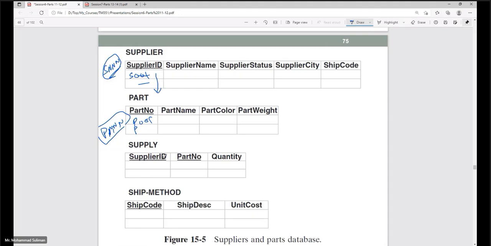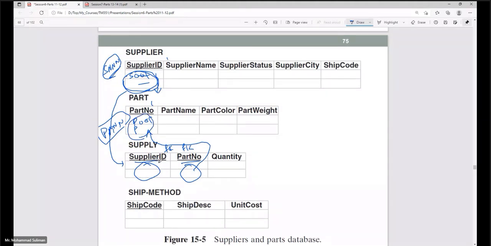Then referential integrity, that is, we have supplier ID and part number. These are the foreign keys from part and supplier. So the values here should be a part or a subset of the values there. And the values of part number here in supply are taken from the values of part number from the part table. This is referential integrity.